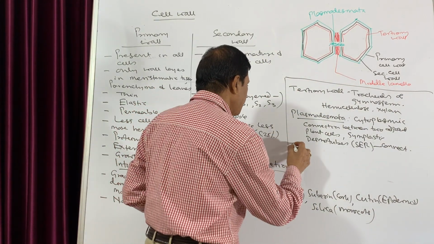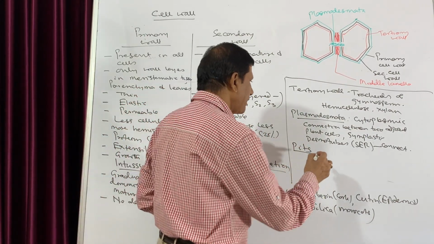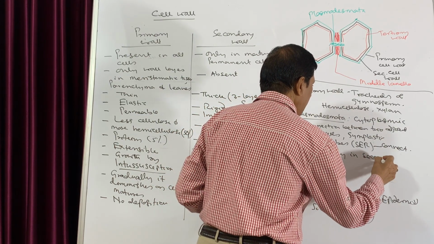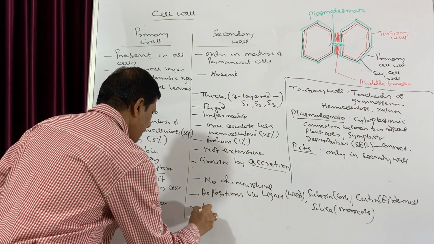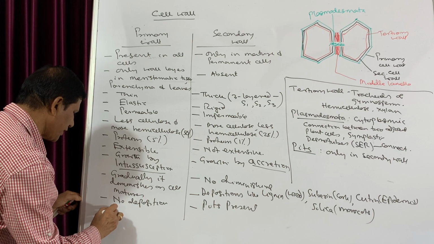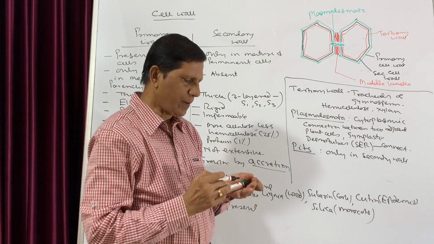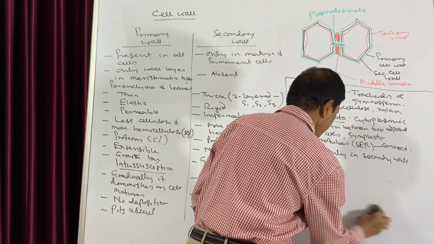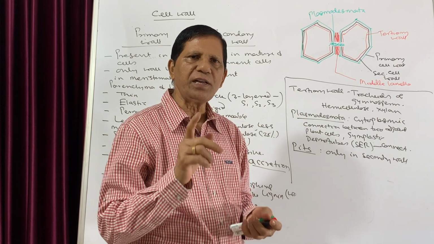Then another thing that is present is usually pits. Now usually these pits are present only in secondary wall, not in primary wall. So that point also you can write: pits present in secondary wall, and pits absent in primary wall. That is another point. So what are these pits? Pits are certain connections. Pits are present only in a secondary wall.